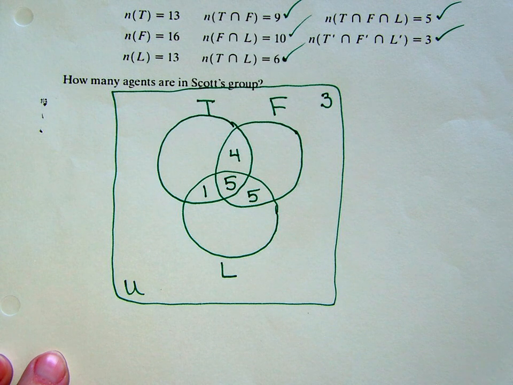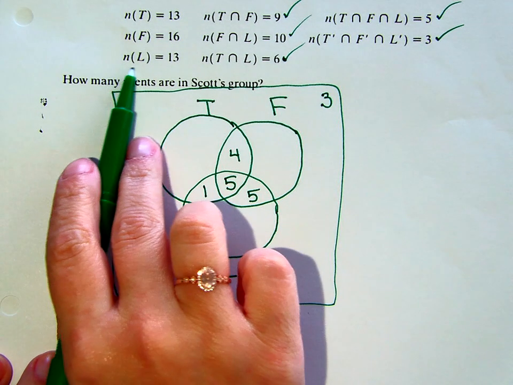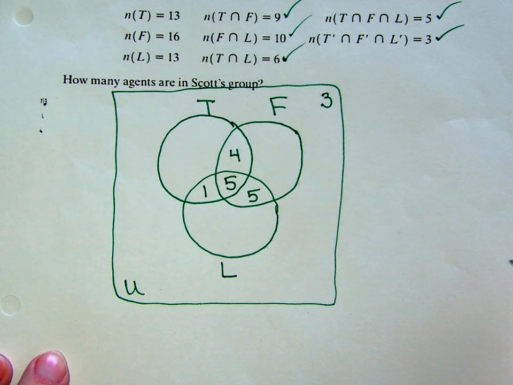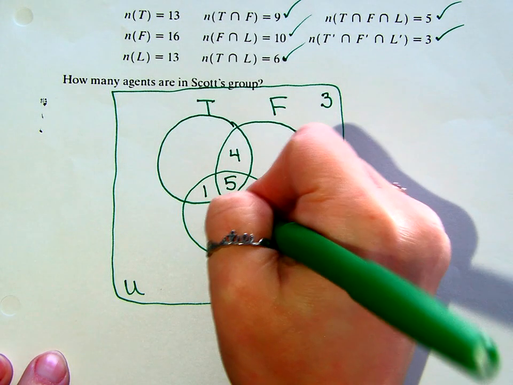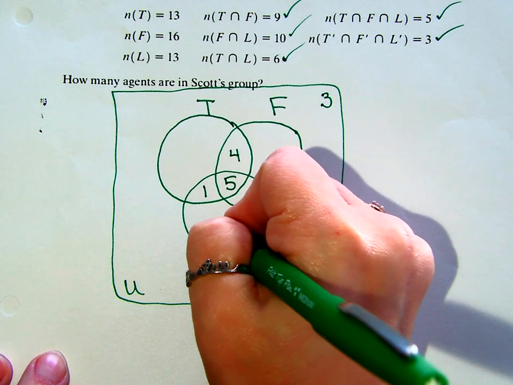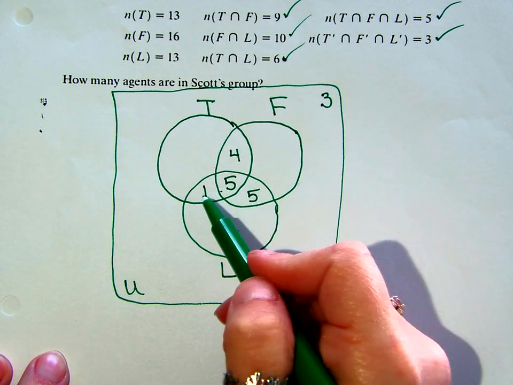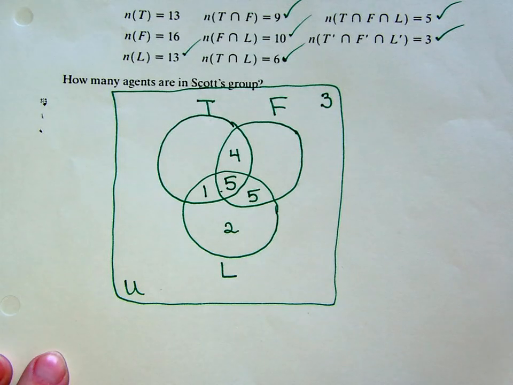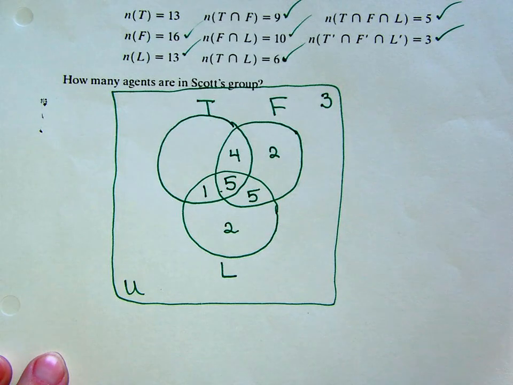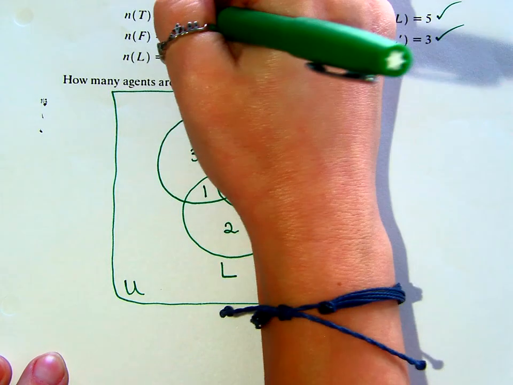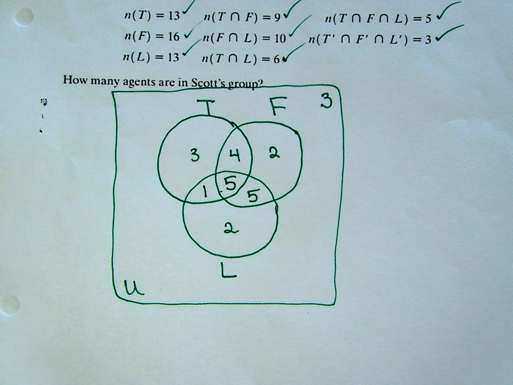Total number of LinkedIn agents is 13. So how many goes down here in the big circle? 2. Yeah, because I have 10, 11 included in other things. 2 and 3. If you're not getting how I'm getting the numbers, ask. Because that's the most integral part.